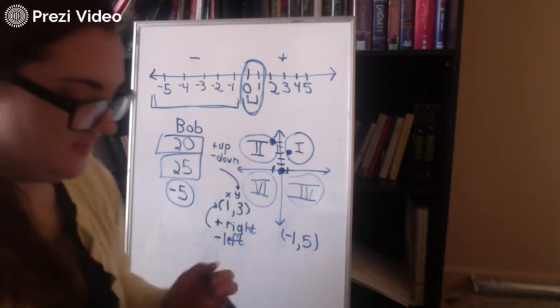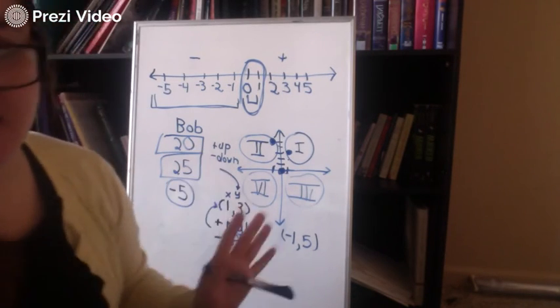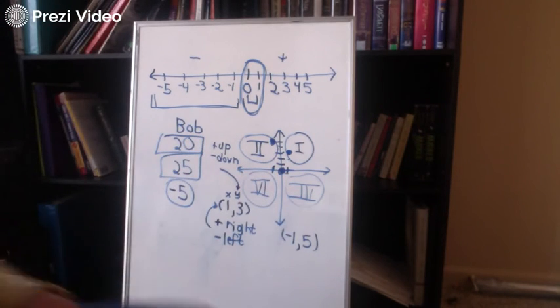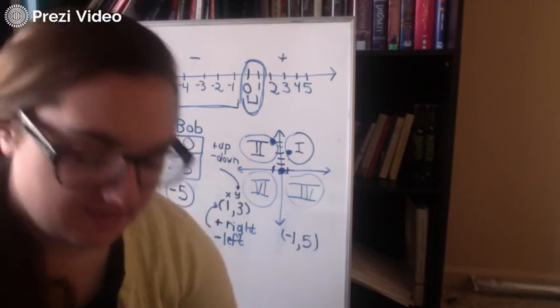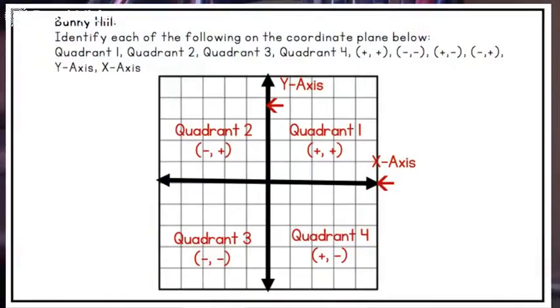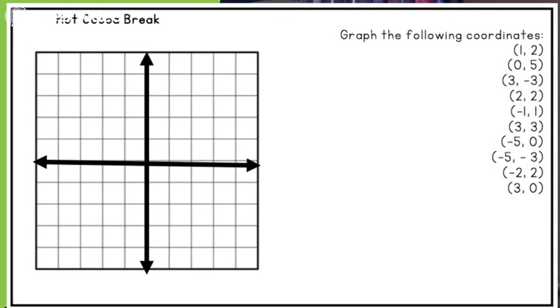So that's the main idea of today's lesson. If you didn't get it, it's okay. Take a deep breath. We're going to go through this in the next couple of days. Also, feel free to text me any questions that you have. But that's essentially it. So you can practice this concept with the next thing that we're doing, which is the hot cocoa break. So graph the following coordinates.